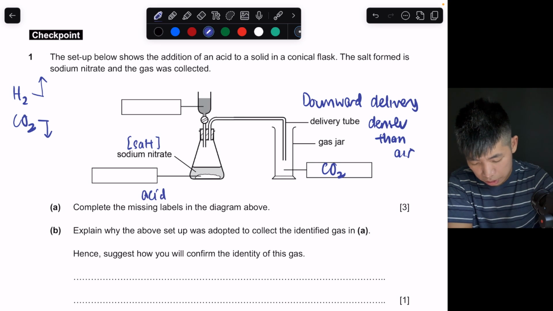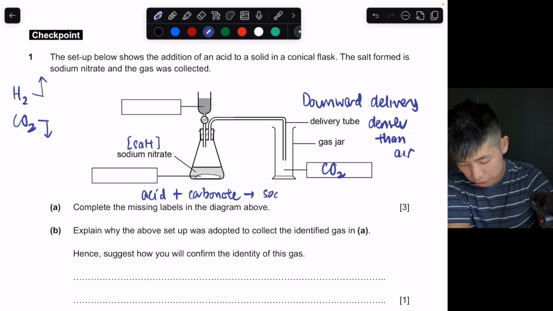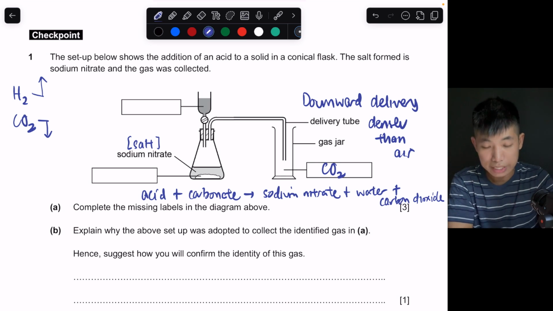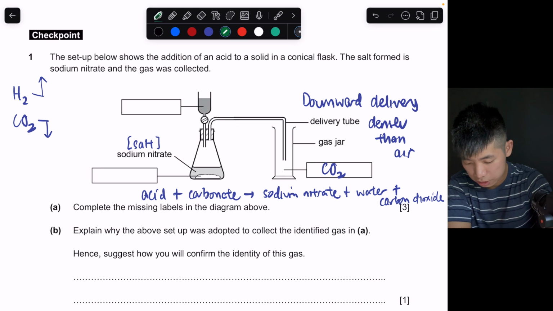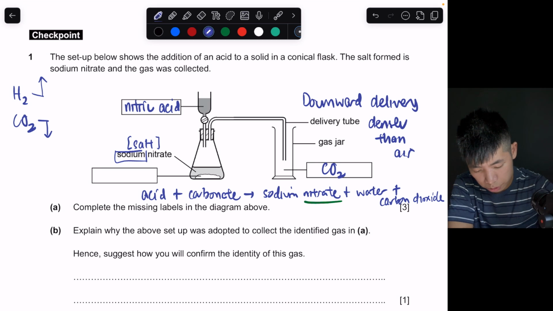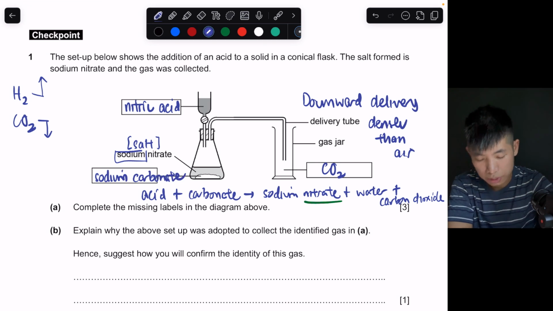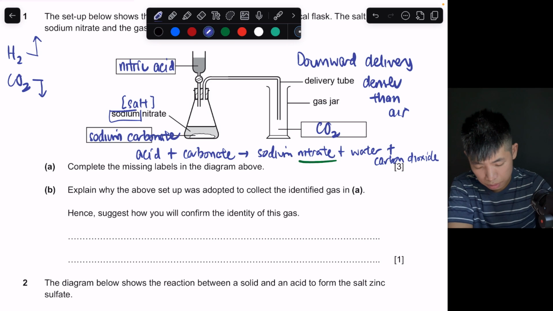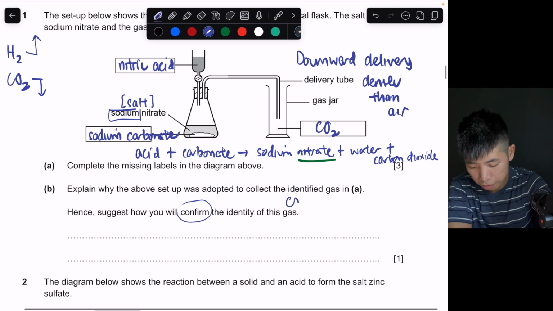So acid plus carbonate gives sodium nitrate plus water plus carbon dioxide. What acid do we need to use? Because the salt is a nitrate, the acid must be nitric acid. Because it's a sodium salt, we use sodium carbonate. So remember, the front part of the name in the salt always comes from the metal, the base, or the carbonate. So how do you confirm the identity of carbon dioxide gas?